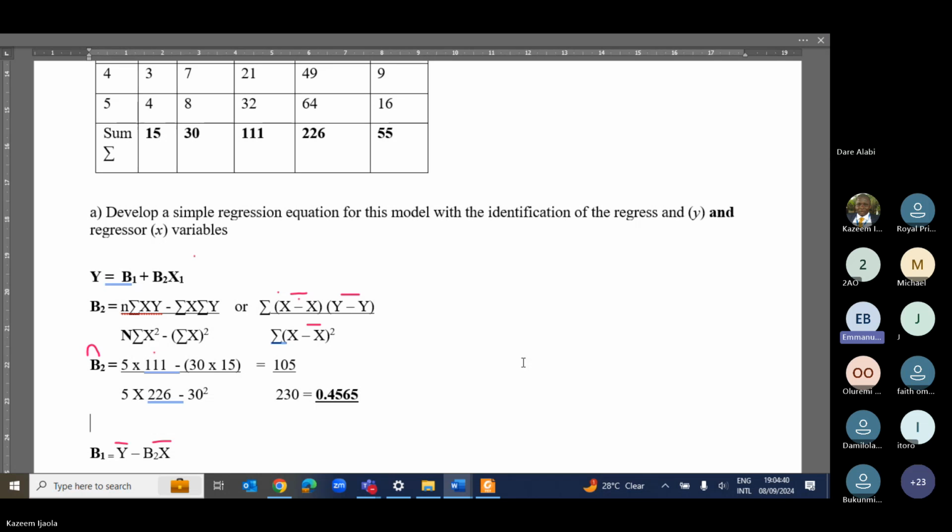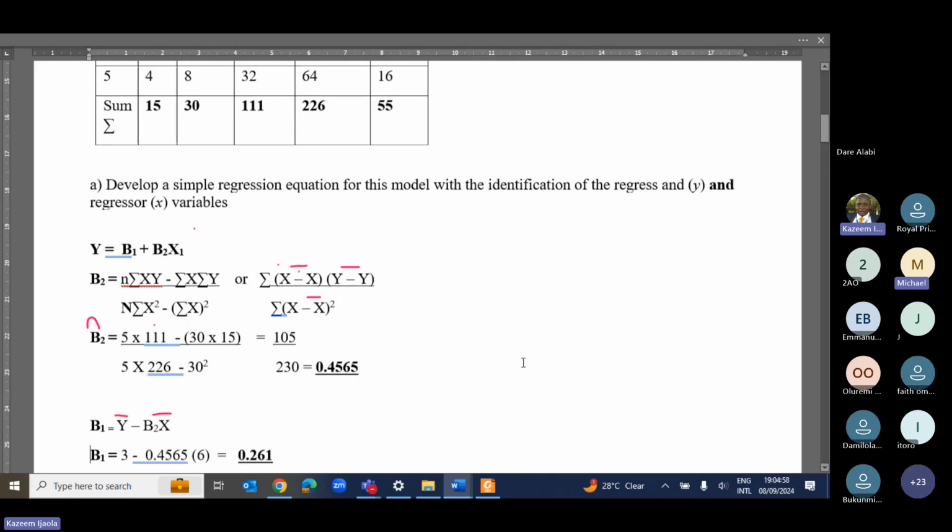For you to get what your B is, press 2. That's equivalent to what your B is. You press equal to. Can you see the answer? 0.4565. Direct, just straight away. Chai. So calculator can even do all this wahala for me.